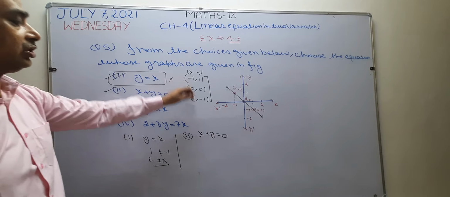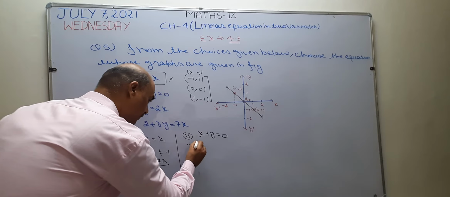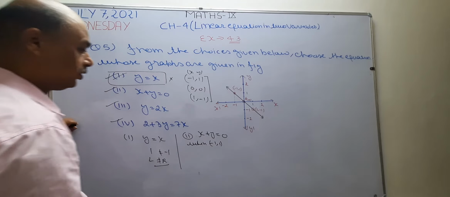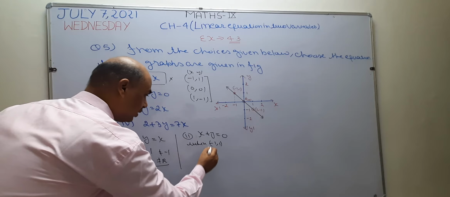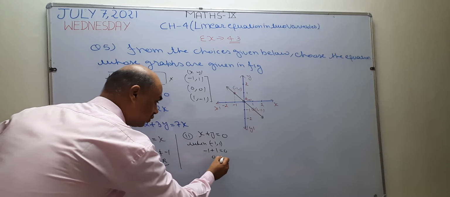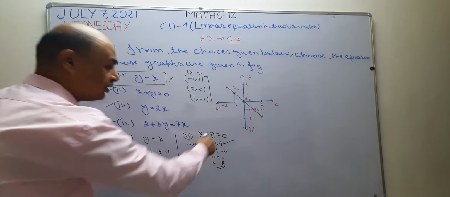I want to substitute these values one by one. First, I write when it is passing through 1 and -1. So instead of x, I write -1, and instead of y, I write 1, equal to 0. 1 minus 1 equal to 0. It means the left hand side is equal to the right hand side. This point satisfies the given equation.